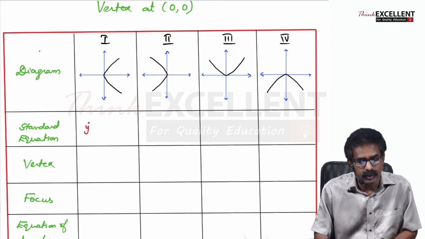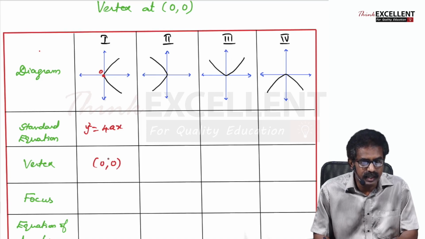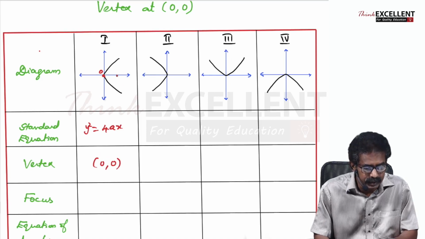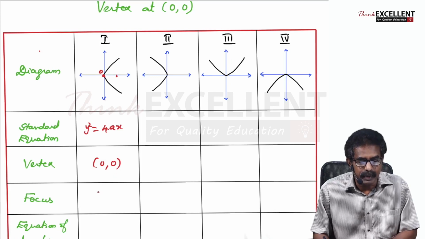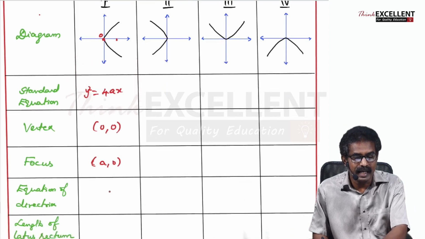For the first one, what's the standard equation? y square equal to 4ax. What is the vertex? The vertex is at this point, (0, 0). What is the focus? The focus will be inside the curve, so this is the focus. The focus is (a, 0).